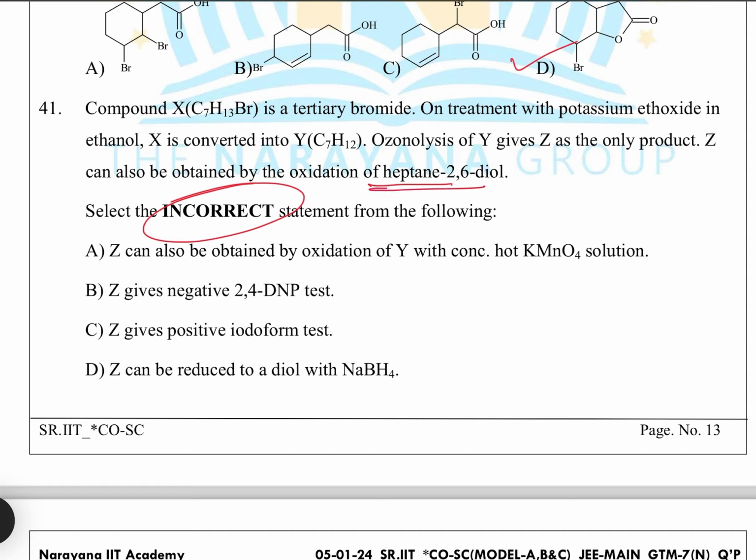Heptane 2,6 diol. So this is the oxidation product of heptane 2,6 diol. So if you want to get this one, 1, 2, 3, 4, 5, a 5 member ring should be there with a double bond and with 2 methyl groups like this. So the 41st question answer will be: Z gives negative 2,4-DNP test.